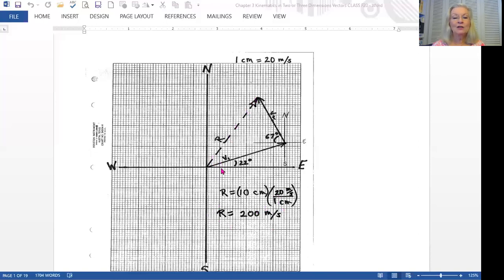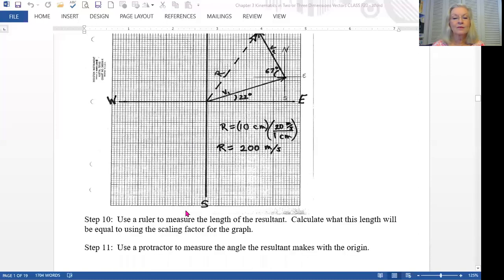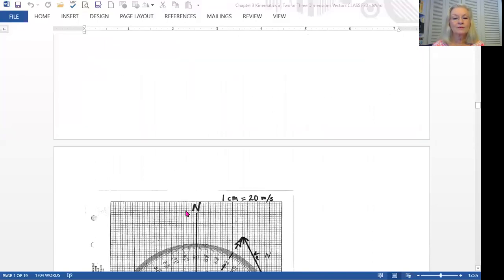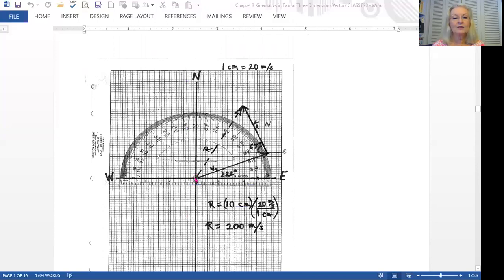We need the angle. What angle? We need to go from east, so from this horizontal line, all the way up to the dashed line we just drew. So from east, all the way up to the dashed line, this whole angle. And we'll use a protractor to do that. So you put the protractor down. You will see if we count up, here's 10 and 20 and 30 and 40 and 50, and I am right on the 60-degree mark.